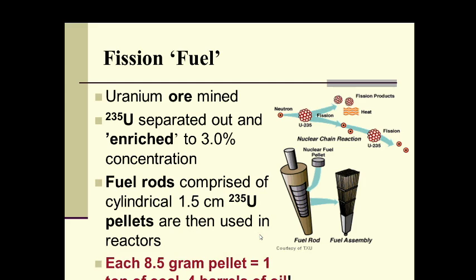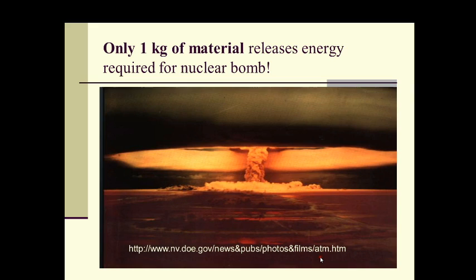Right? An 8.5 gram pellet of uranium is equivalent to 1 ton of coal or 4 barrels of oil. That's pretty impressive. 8.5 grams is equivalent to 1 ton, energy production wise. Right? 1 kilogram of uranium releases the energy required for a nuclear bomb.